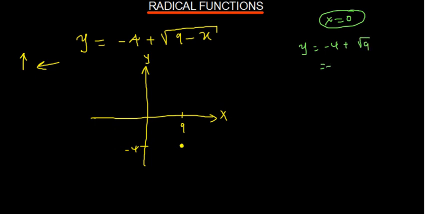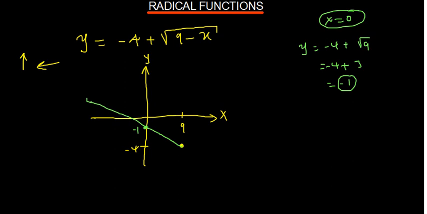And that is negative 4 plus 3, and that is going to give you negative 1. So I am saying that when x is 0, y is negative 1. So the function is going to pass here at negative 1. You can easily determine that the function is supposed to pass below. So the function is going to go like this, cut, and then continue going like that.